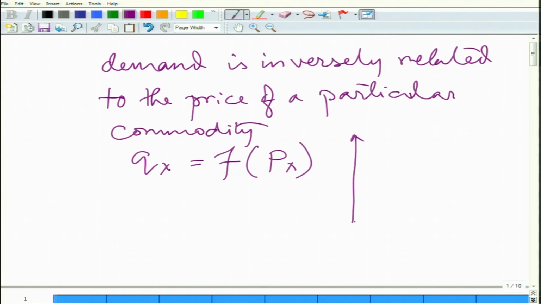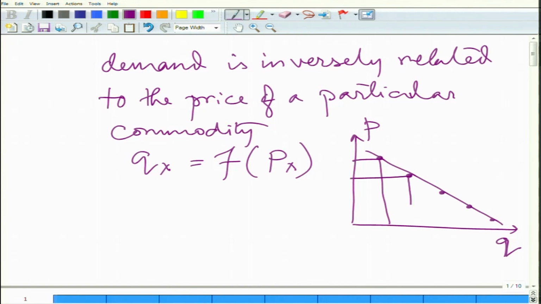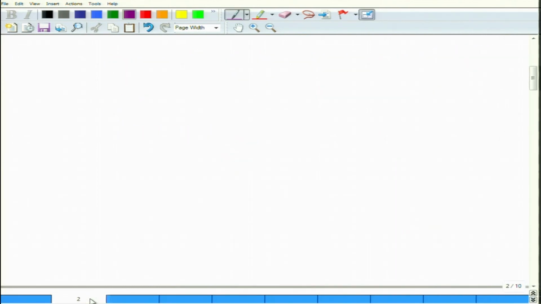And if I plot them, higher the price, lower is the demand, and when price falls, the demand increases. And if I connect them, I can see that price falls, demand increases, and price increases, demand falls. Therefore, demand and price are inversely related, and this inverse relation is directly associated with the diminishing marginal utility concept.